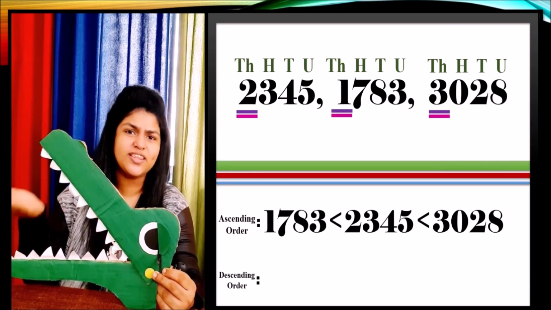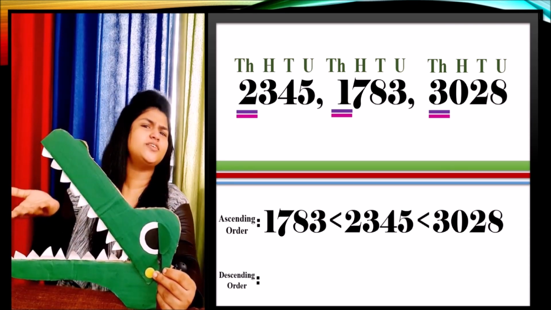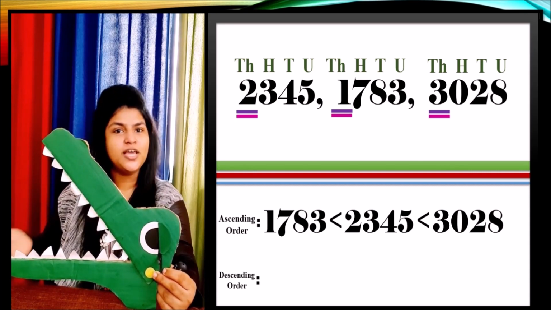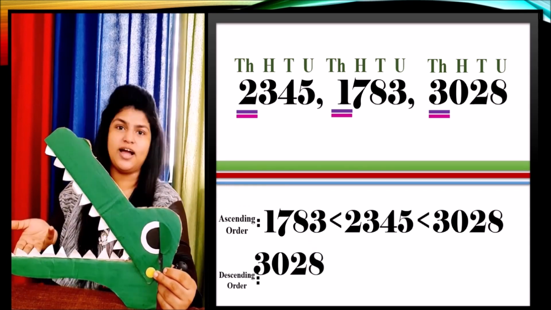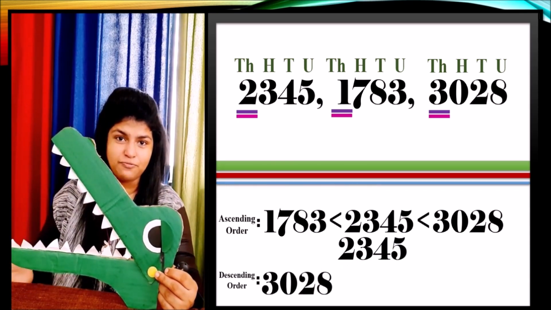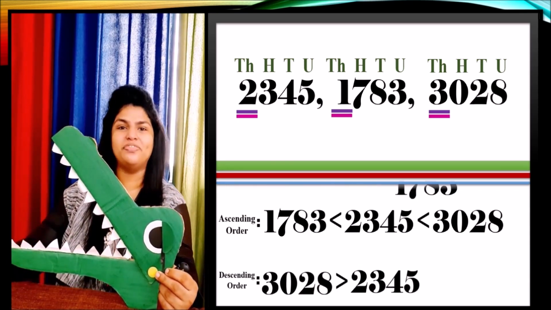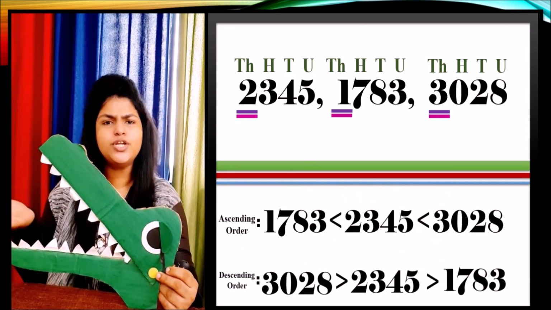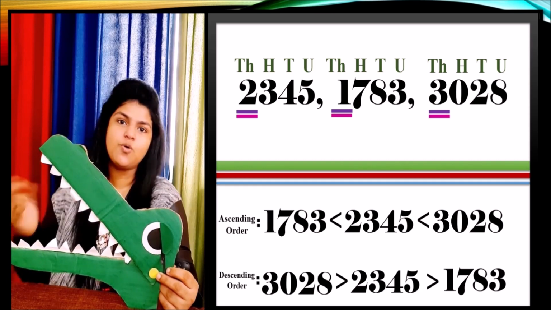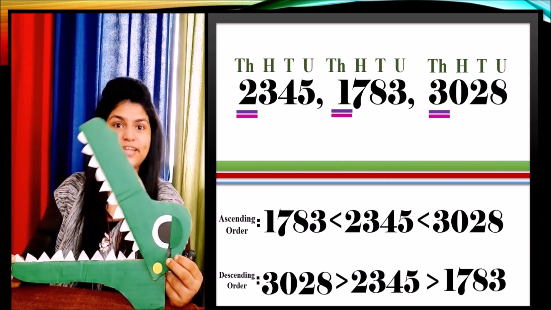And quickly, let's write the descending order. Descending order is just so simple, just the opposite. So you will write the bigger one first. Which is the bigger one? 3028. After that, 2345. And then finally, 1783. Finish. Ascending and descending order is over. Let's go to the next one.